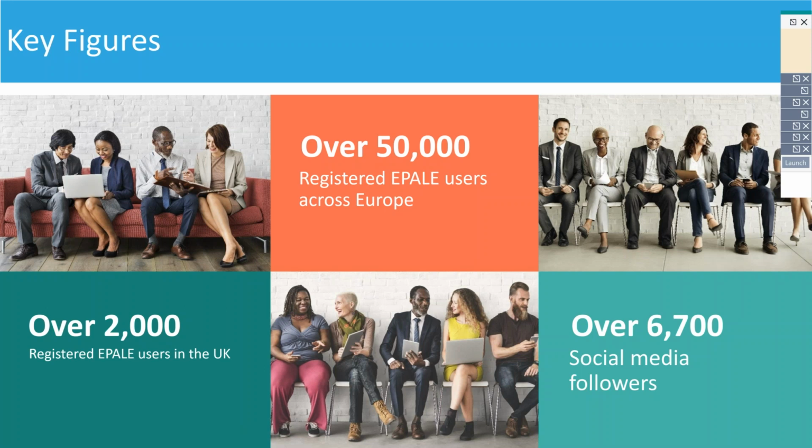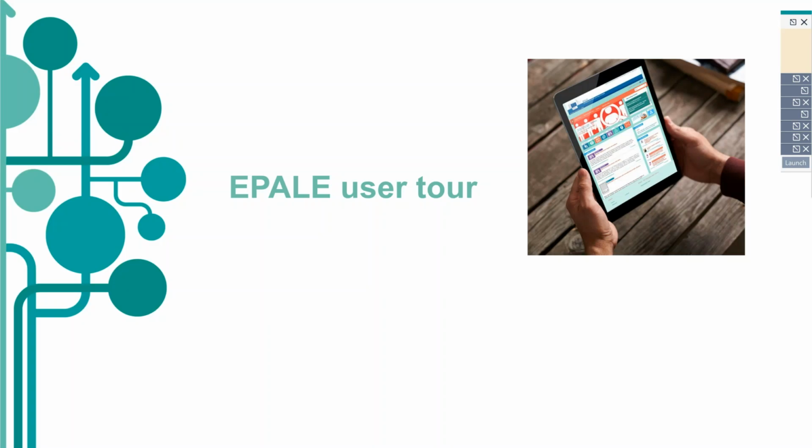Here are some key figures. We're the fastest growing online adult learning community. Currently, we have over 50,000 users, and this number is continuing to grow.